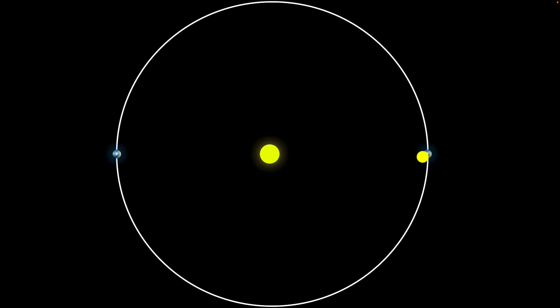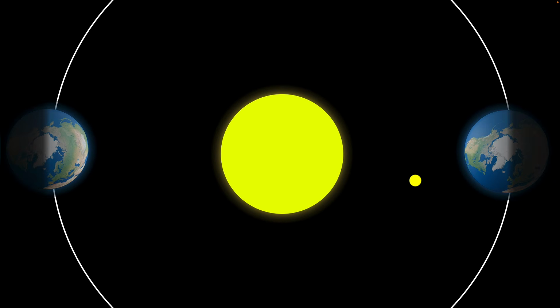Okay, so if the Earth pretty much receives the same amount of sunlight throughout the year, how do we explain seasons? The key is to look at this situation from the side. So, quick question. What would the picture look like if we could see this orbit from the side? Well, first, let's make the sizes of the Earth and Sun bigger so we can see them better.